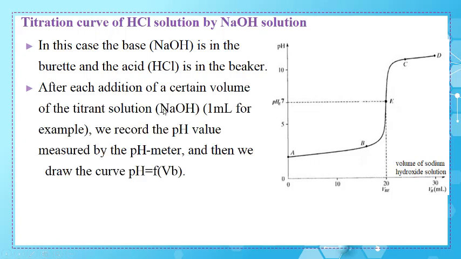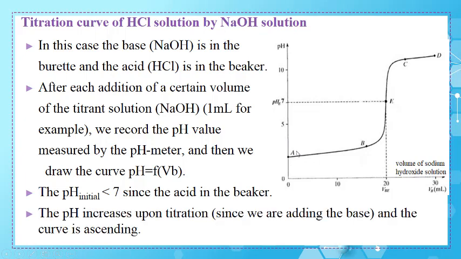After each addition of a certain volume of NaOH, for example after the addition of 1 milliliter, we record the pH value measured by the pH meter. And we draw the curve that is called pH as a function of what? Of VB, as you can see here. Now, the initial pH, as you can see here, is less than 7, simply because the acid is in the beaker. The pH increases upon titration, as you can see, because the base is added to the beaker. So the curve is ascending.